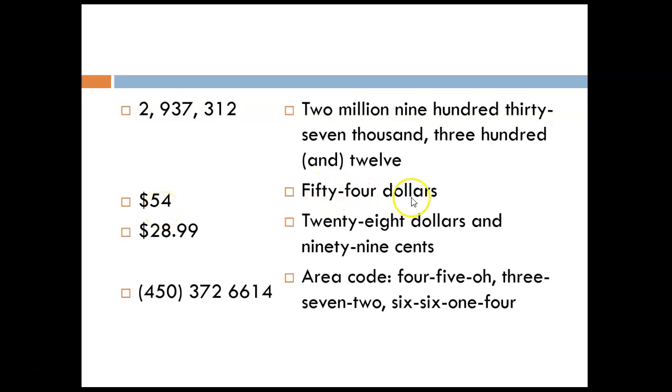But we say $54, $28.99. And if you're talking about a phone number, we often take the number 0 and say it as O. And you can say zero as well. It's more common to say O. So in this case, the phone number is 450-372-6614. This is the phone number of the CIGEP.